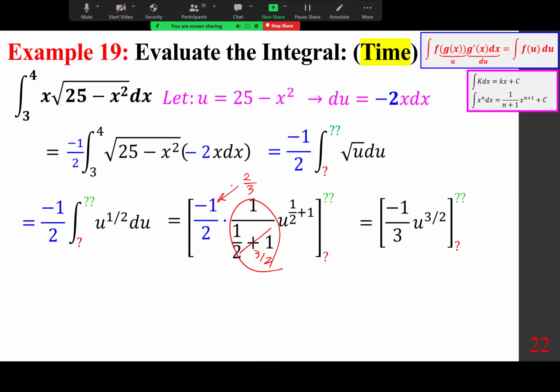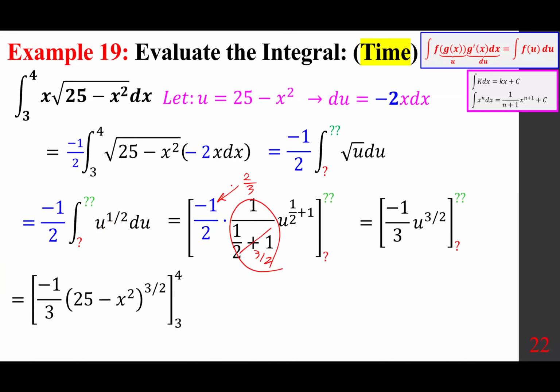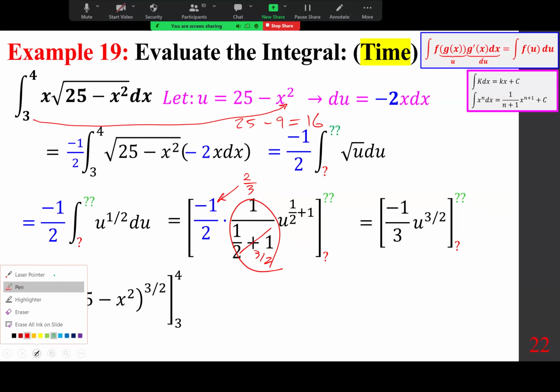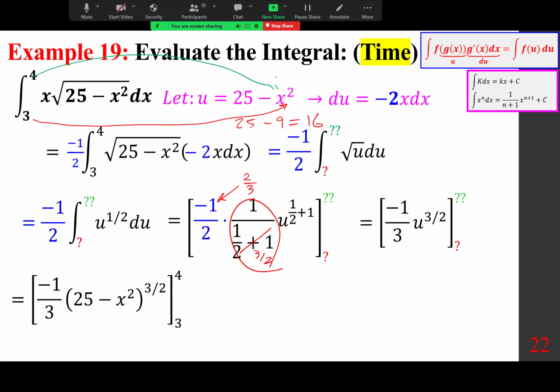And you can replace the u with 25 minus x squared and go to the original limits. But what would be the new limits? If I plug in 3 here, it becomes 9. 25 minus 9 becomes 16. If I plug this in here, it becomes 16. 25 minus 16 becomes 9. And those are the limits we are going to use.